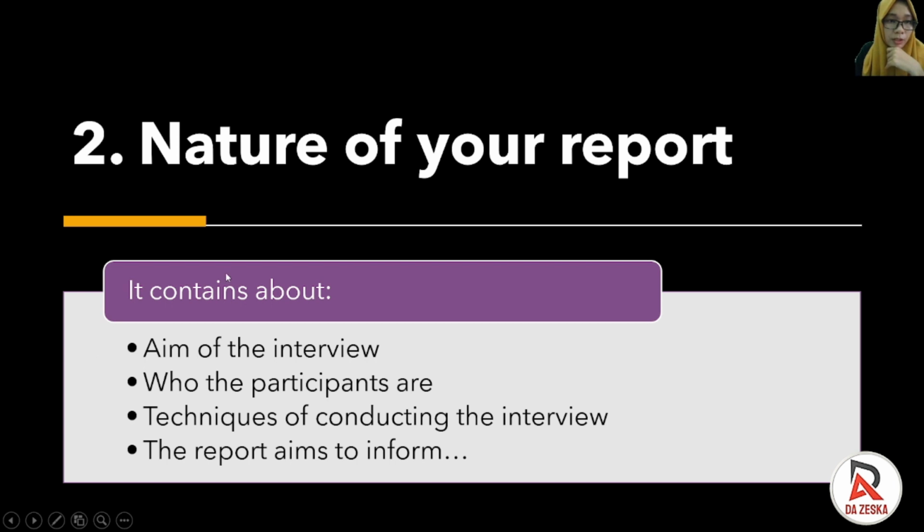the third sub point here is techniques of conducting the interview. I don't know whether you had already prepared a technique for your interview or not, but obviously there is a technique behind your interview. If you do not know the name of the technique, it would be better if you find a name for it, so you get knowledge of that interview.